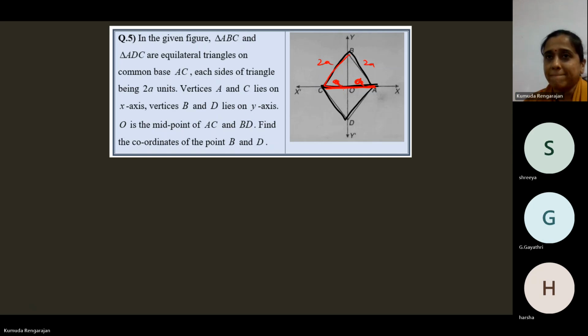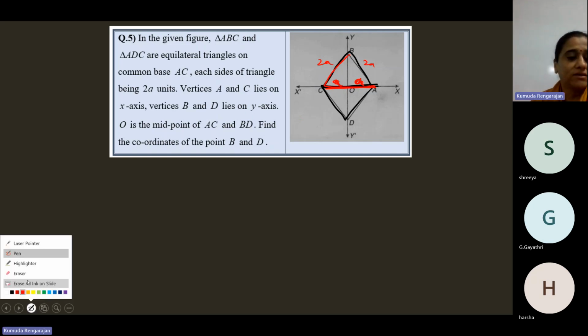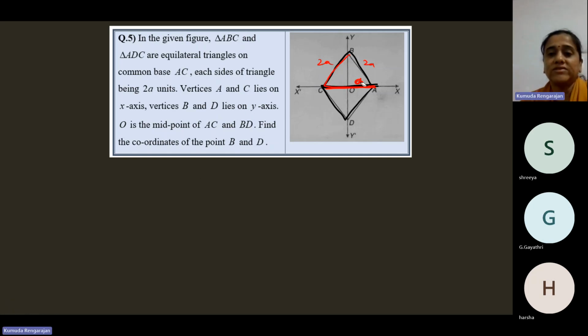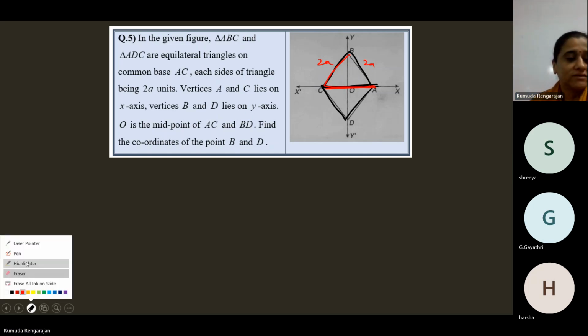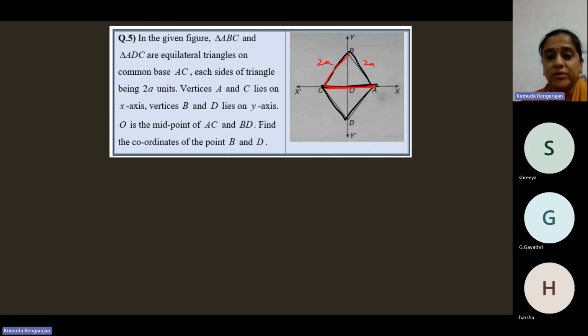Yes or no? Actually, it doesn't. You should say no. How do you know it's A? How do you know that? If I say this is 2A, fine. This one is 2A. But how do you know it's A here and A here? Okay, think about it. Each side being 2A units.